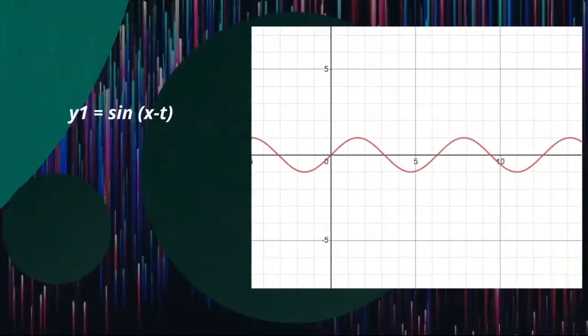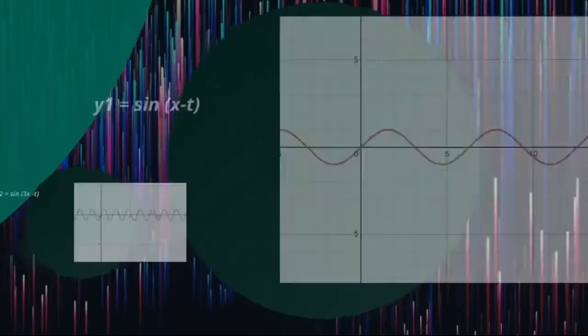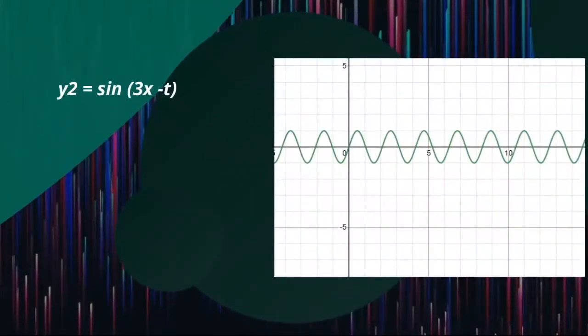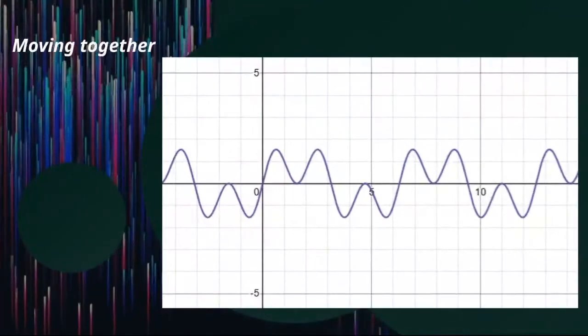Here is a simple example. Suppose we have a wave y1 where amplitude A is 1, K is 1, and W is also 1. This is how it looks. Let y2 be another wave whose amplitude is the same, A is 1, W is also 1, but K is 3 instead of 1. If both waves travel together, this is how their wave is going to look.